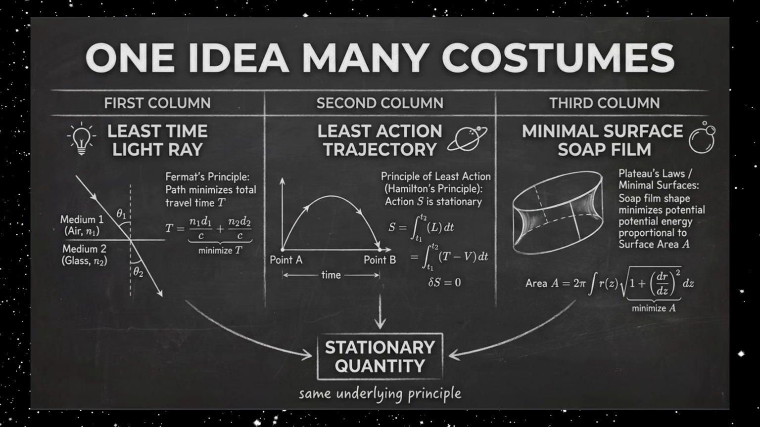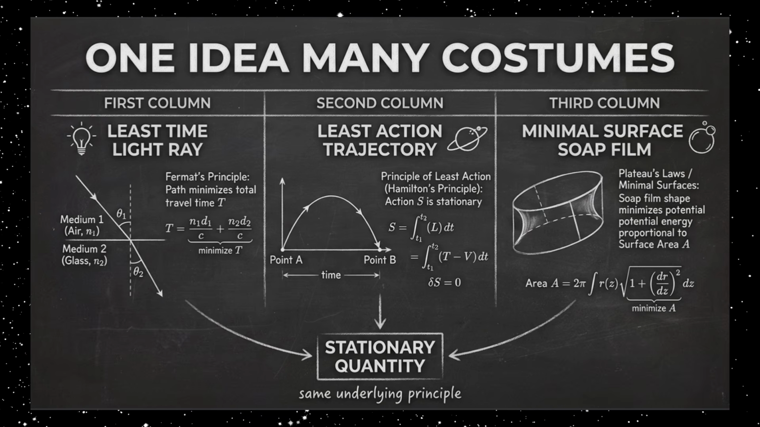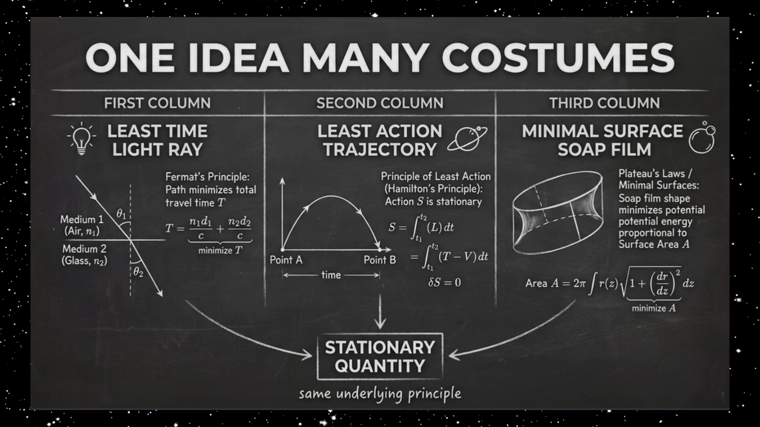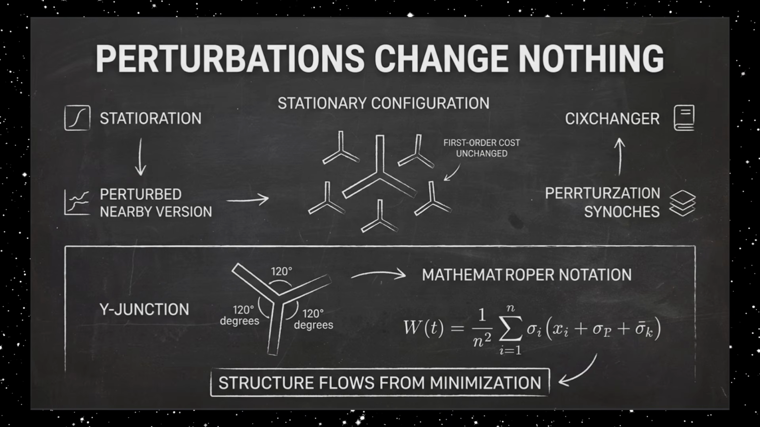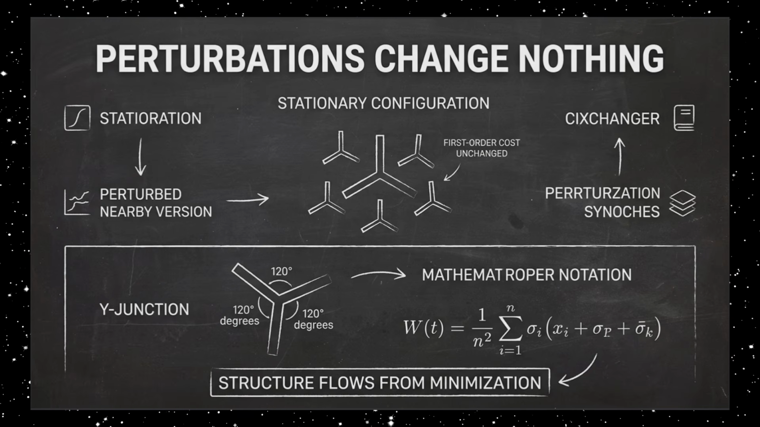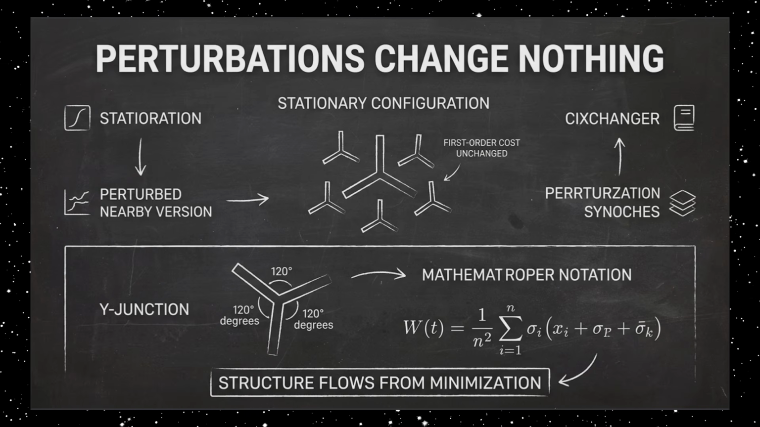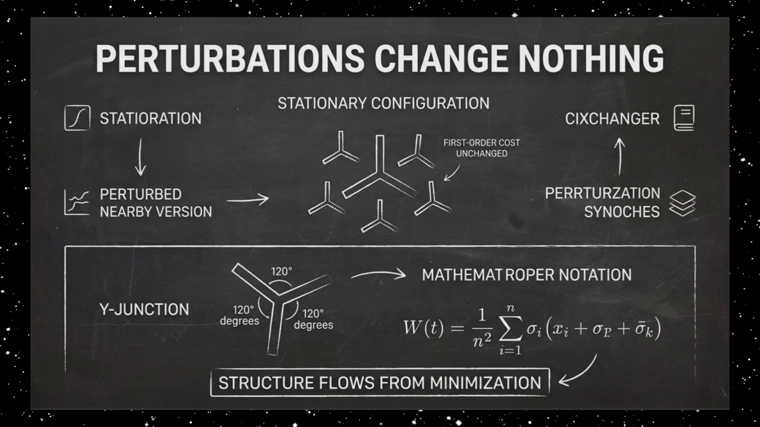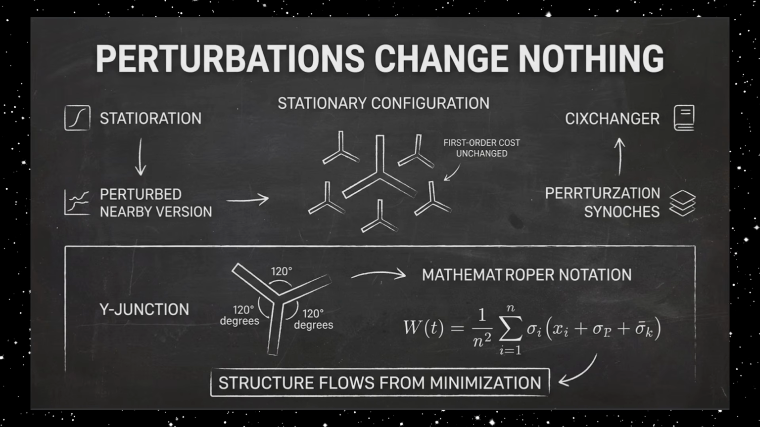Nature minimizes, or to be more precise, nature finds the stationary points of certain quantities, the configurations where small perturbations don't change the cost to first order. And from that single tendency, all the structure of the physical world flows.